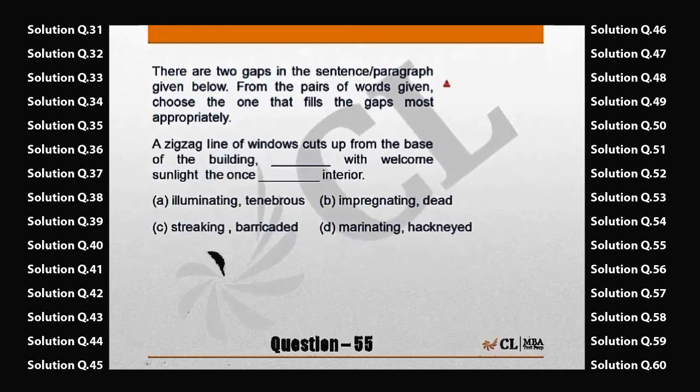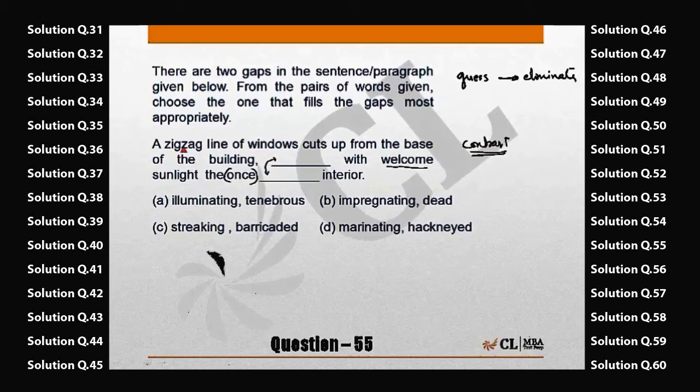Let's look at question number 55. We will use the same logic. We will guess and then we will eliminate, or we'll choose whichever is easier to do. So let's read. A zigzag line of windows cuts off on the base of the building, blank with welcome sunlight. The once blank interior. Okay, so it said the once blank interior was welcomed. So one, it suggests that these two have to contrast.